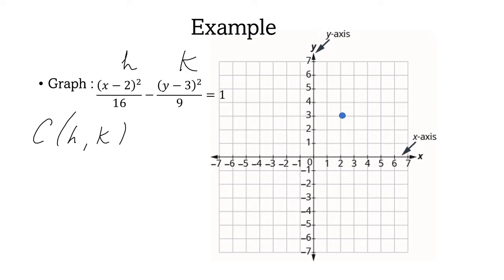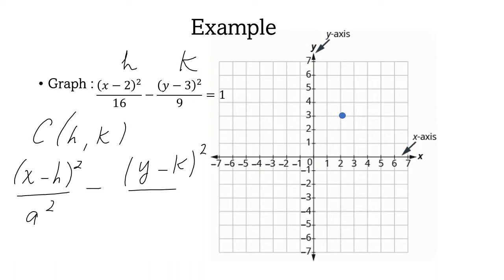So this is an equation that's similar to (x minus h) squared over a squared minus (y minus k) squared over b squared equals 1. So my h and k, here our center is located at 2 and 3. So now the center is not the origin anymore, it's at (2, 3).